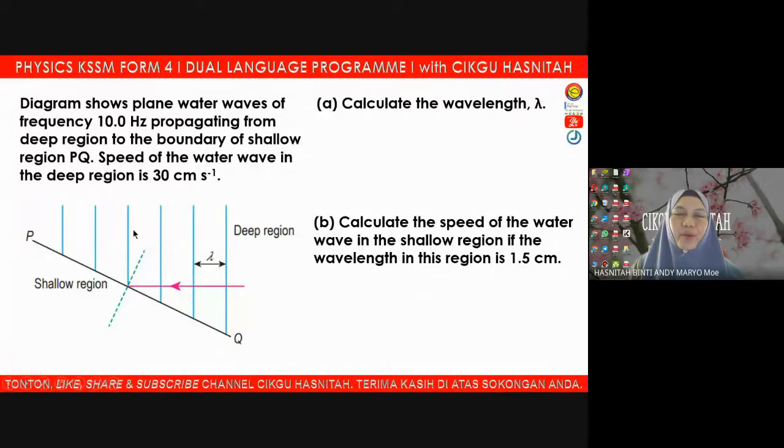So how do we find lambda in A? What equation do we apply here? How do we find lambda? You have the frequency and the speed to find lambda. So how do we relate frequency, speed, and lambda?